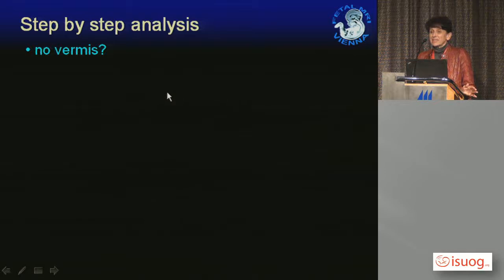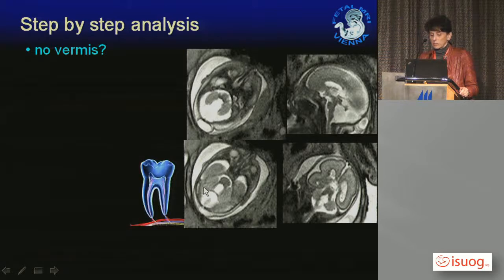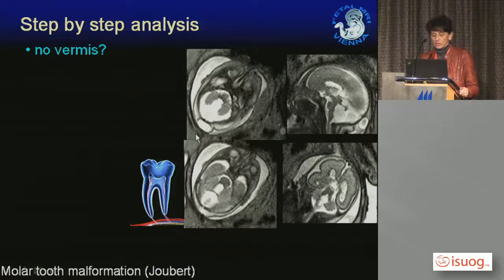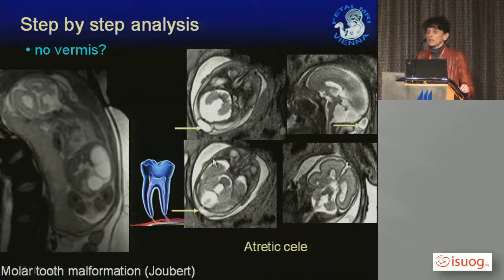Well, is there a condition where there is no vermis? Of course there is, because Gianluigi showed us one. So what is this? If you look here, this looks like a formation you usually have in the mouth. It looks like a molar tooth, and you also see there is an associated malformation, a kidney malformation, and an atretic cele, which is also part of the Joubert continuum.